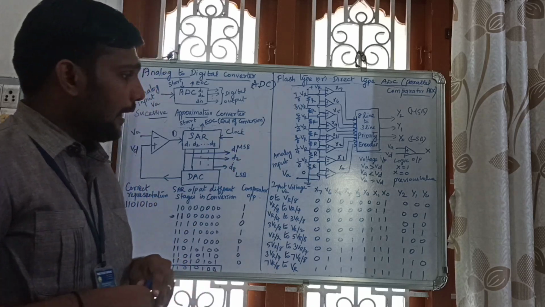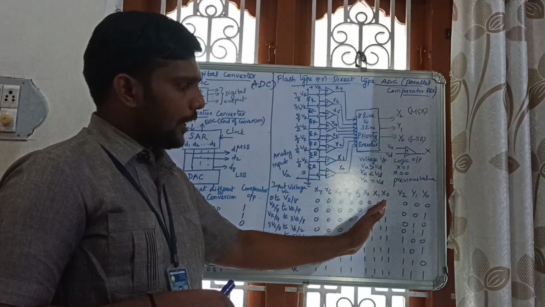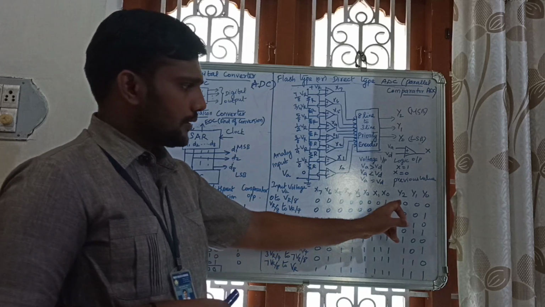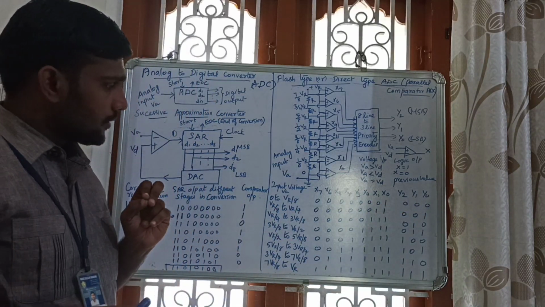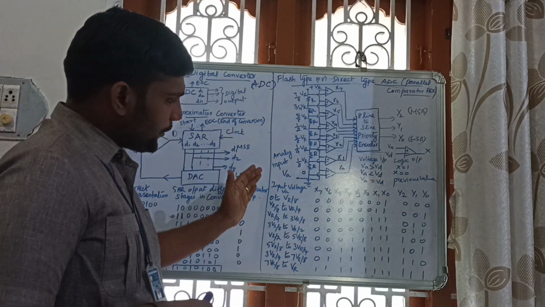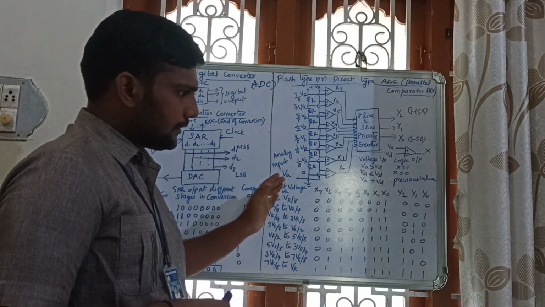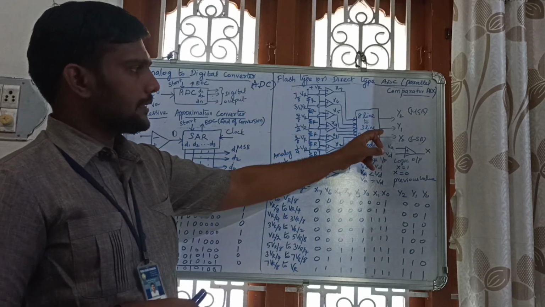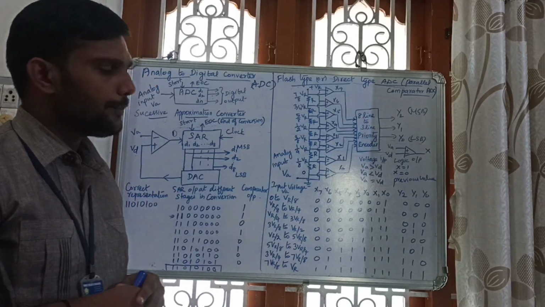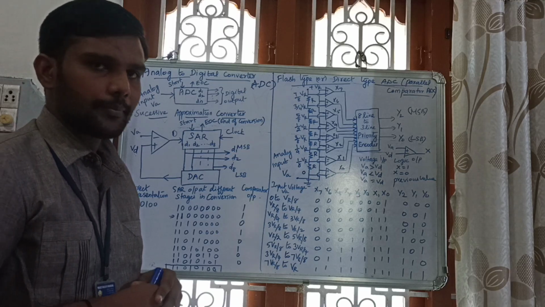Got it? And here the corresponding output will be 0 0 0 to 1 1 1. So according to the analog input, the digital output will be obtained from this 8-line to 3-line priority encoder. Okay? Thank you.